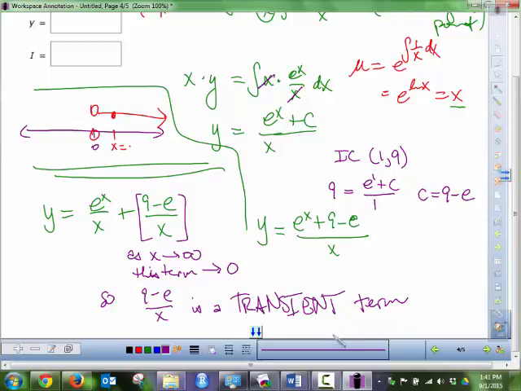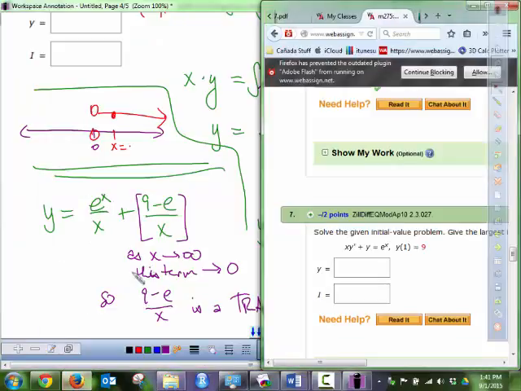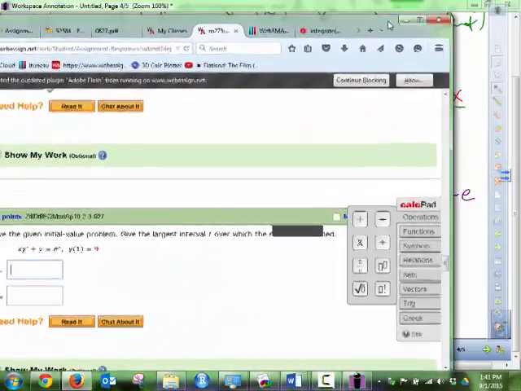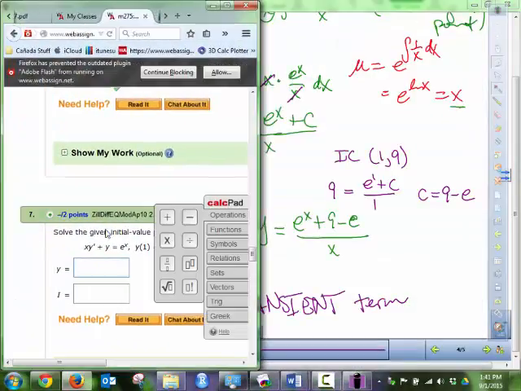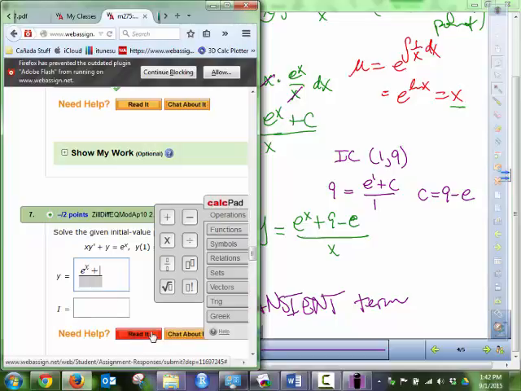All right, let's put in our answers, and oh man, I hope it's right. Our solution was, let's put a fraction bar from the beginning here, and then the numerator is e to the x plus 9 minus e, and then our denominator is x.